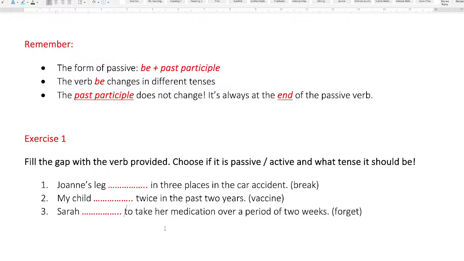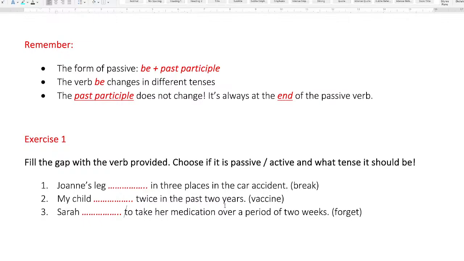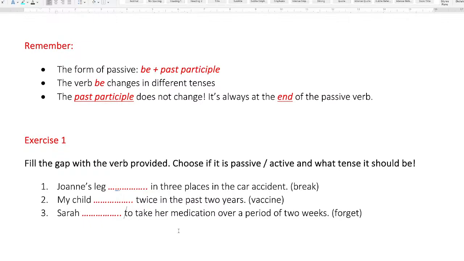So, what have we got here? Sorry guys, some volume coming through. Okay, so Joanne's leg, something in 3 places in the car accident. What this makes you think is that it's something that happened in the past. So if it's something that happened in the past, you're probably going to use the past simple.